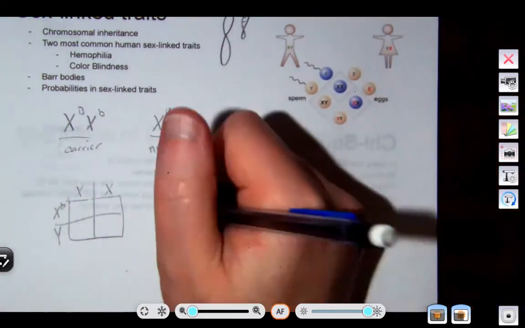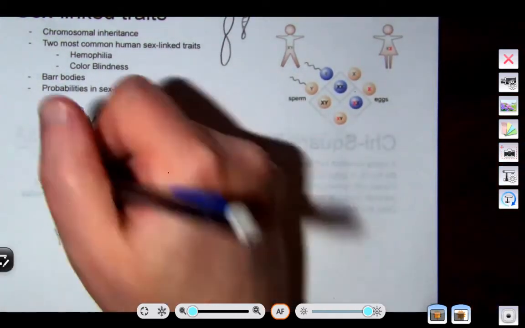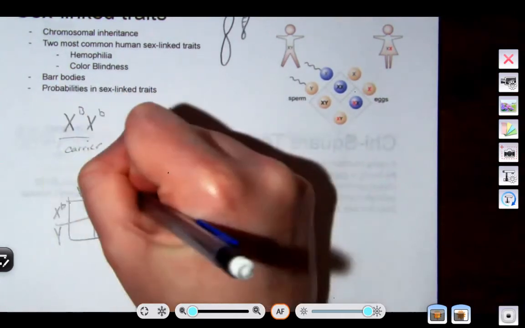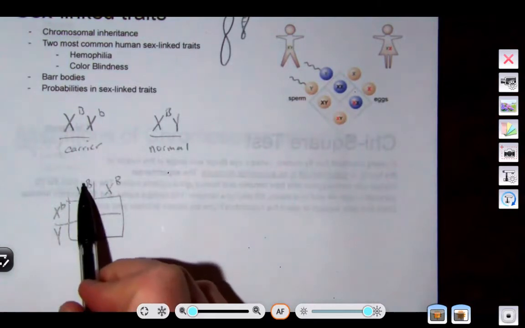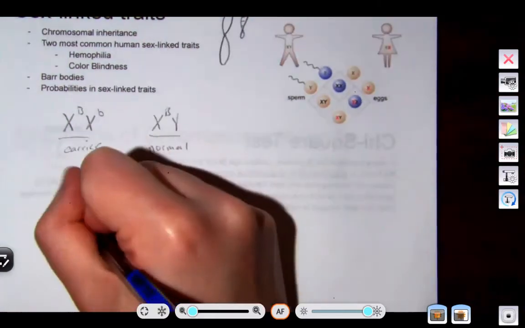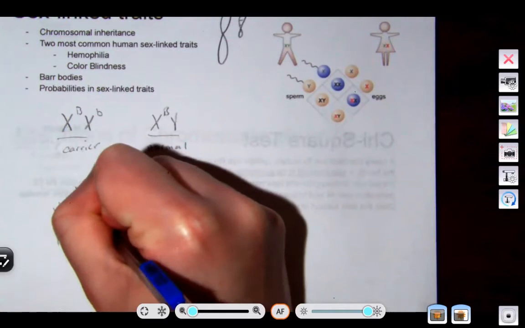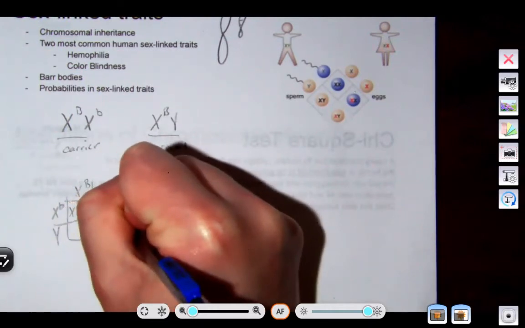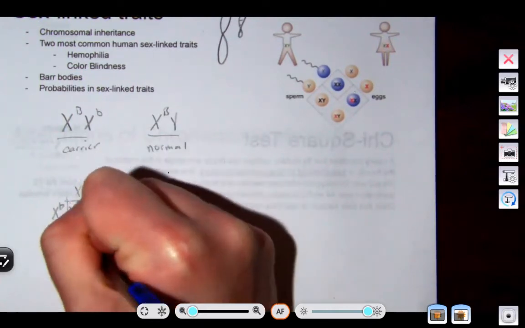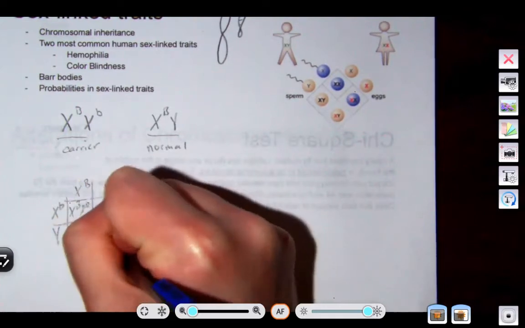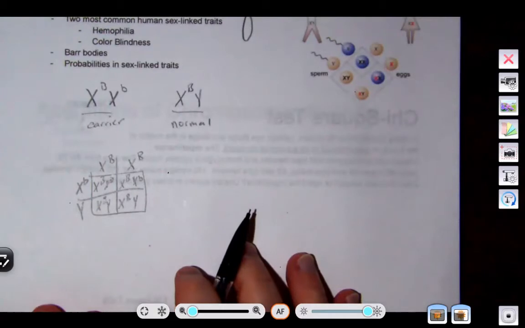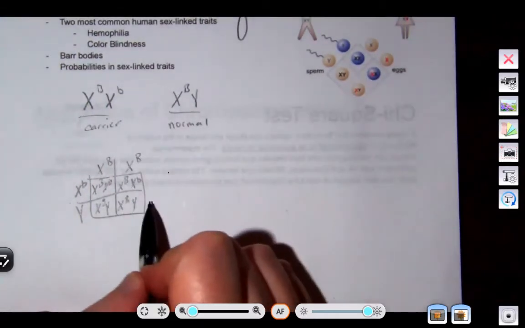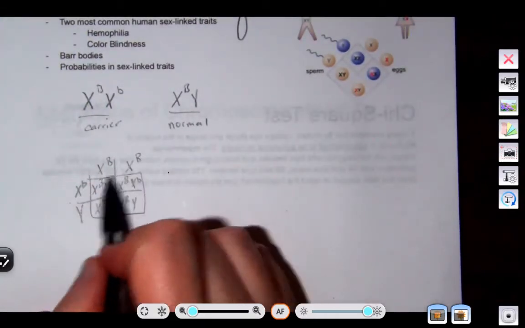Now, it depends on what the woman has. I could have X big B, X big B. If she has no history of color blindness in her family, this would be what it is. And you would end up with X big B, X little b for all the girls, and X big B Y for all the boys. So all the boys would be lucky. They don't have color blindness. They don't have to worry about it anymore. But the girls would all be carriers, guaranteed.